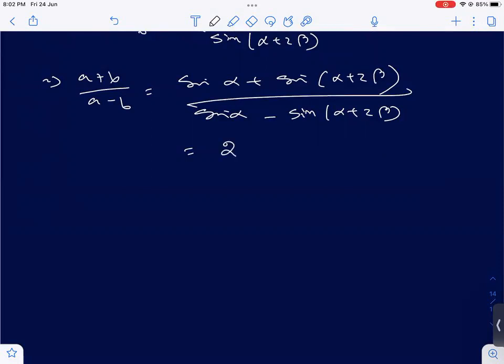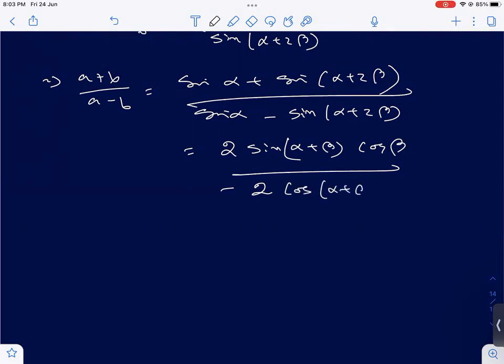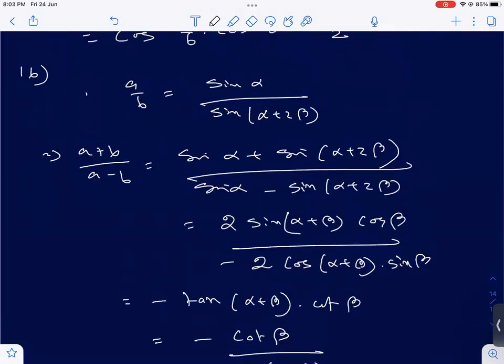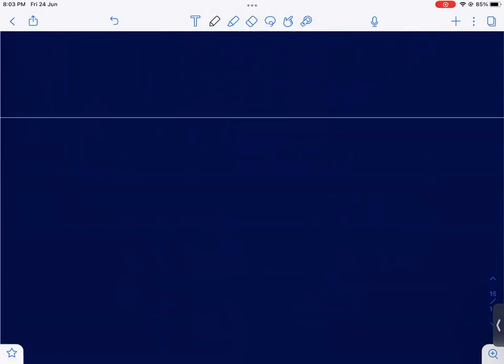Sin C plus sin D is 2 sin (C plus D) by 2 into cos (C minus D) by 2, so the numerator gives sine (alpha plus beta) into cos beta. The denominator, similarly, sin C minus sin D, is minus 2 sin (C minus D) by 2 cos (C plus D) by 2, which gives cos (alpha plus beta) and sin beta. On cancellation, we are getting minus tan (alpha plus beta) into cot beta. So the 16 option is C. Now I am going to the 17.